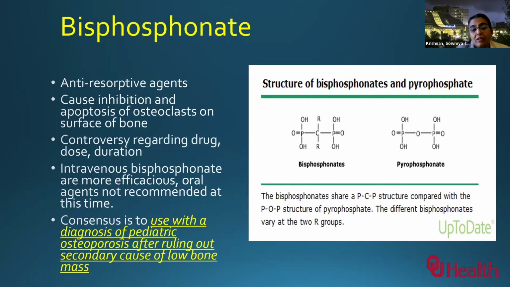Intravenous bisphosphonates are considered more efficacious in the treatment of pediatric osteoporosis. So oral agents are not recommended at this time. The consensus is to use bisphosphonates when children meet the diagnosis of pediatric osteoporosis, as defined by ISCD or clinically, after ruling out secondary causes of low bone mass. The bisphosphonates closely resemble the structure of pyrophosphate. The bisphosphonates form a P-C-P structure, and they differ in the two R groups that are attached to the C atom, while the pyrophosphate has a P-O-P structure.